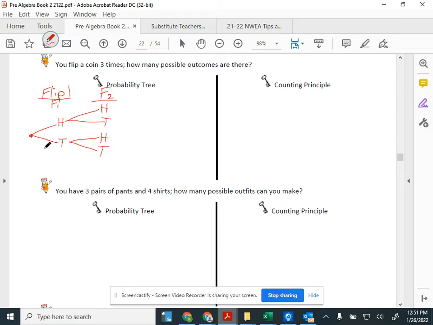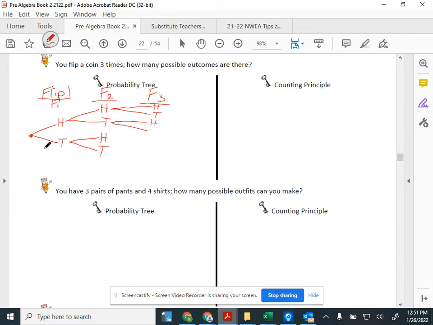Well, it says I'm flipping it 3 times. So I flipped heads the first time. I flipped heads the second time. What possible outcomes could I have for my third flip, Paul? I can flip heads. I can flip tails. What about if I had flipped tails that second time? Andrea? You could flip heads or tails.